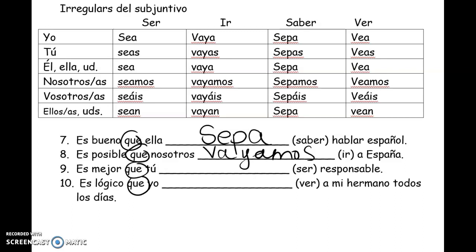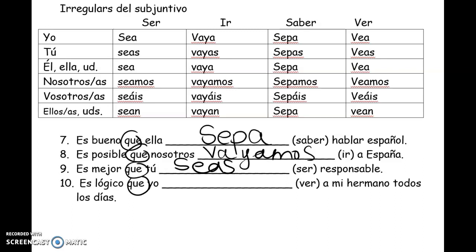For number 9, es mejor que, ser. For tú, that's going to be seas. Just taking it right off the irregular chart there. Es mejor que tú seas responsable. It's best that you are responsible.